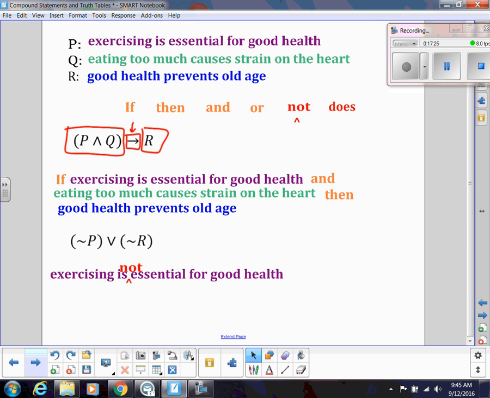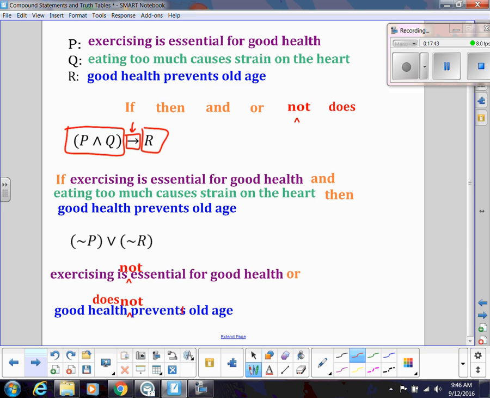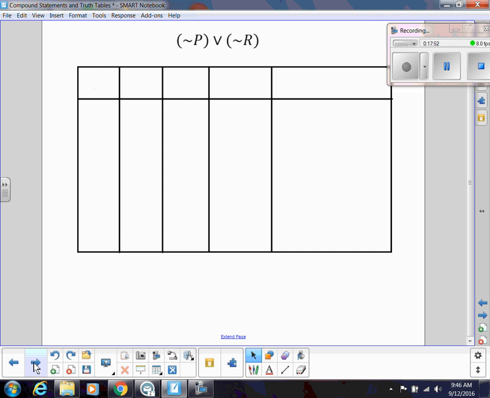Or, the V means or, then I have not Q. So here's Q: Good health prevents old age, but then I have to say does not. So let me put a does down there. Does not prevent old age. And then we could get rid of that S. All right, so that's taking the symbols into the words.